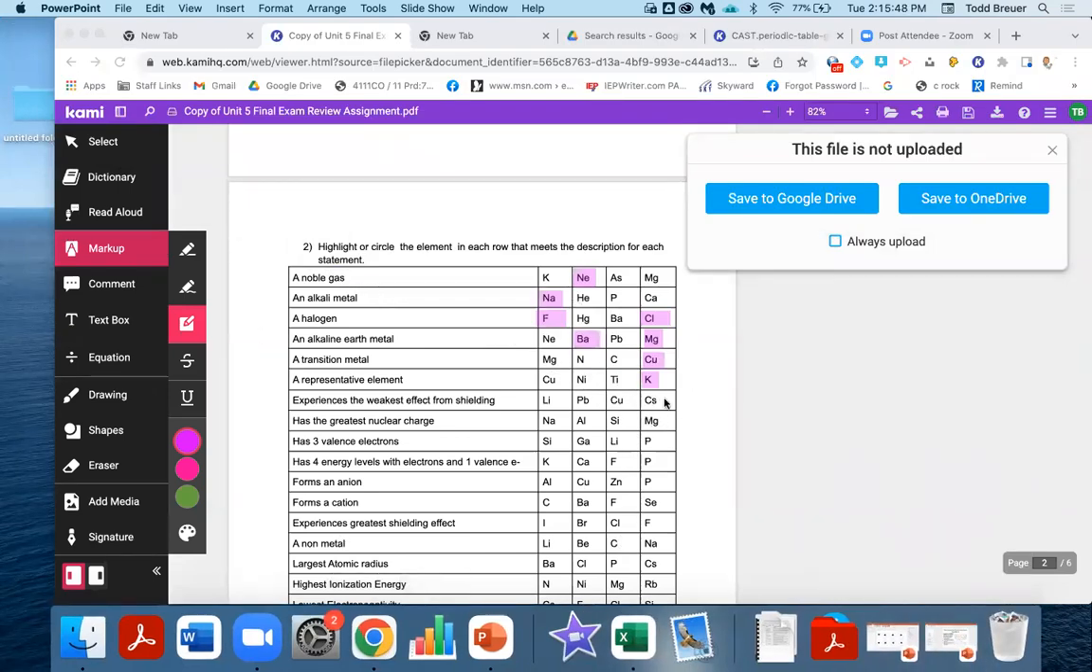So which experiences the weakest effect from shielding? We can mark up lithium because that would be the smallest of all of those atoms, and you don't have a lot of shielding effect when you have small atoms.